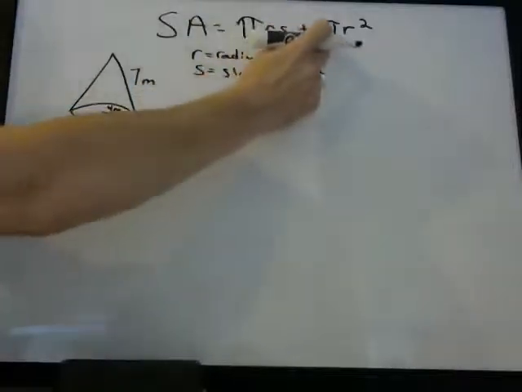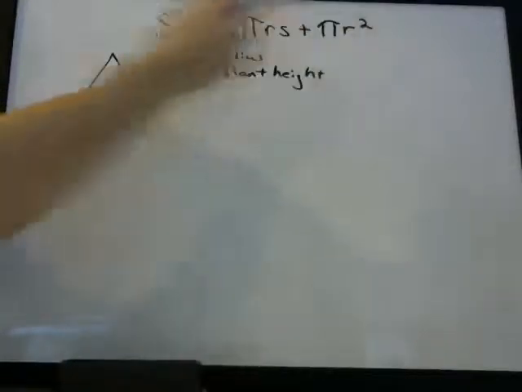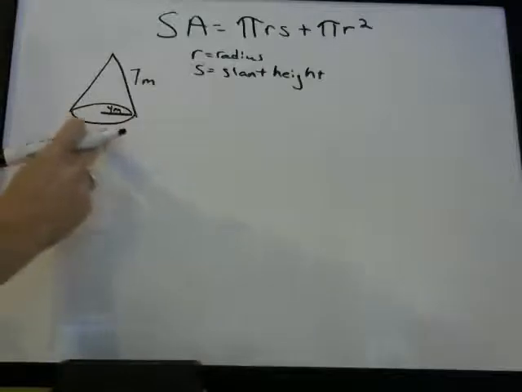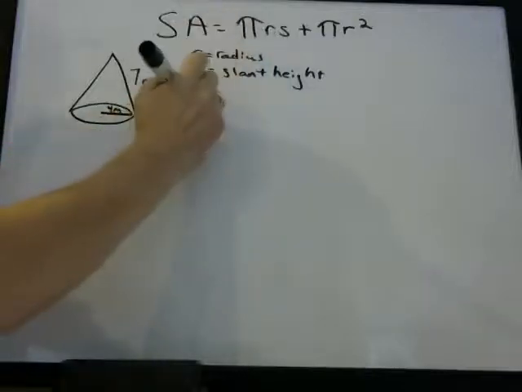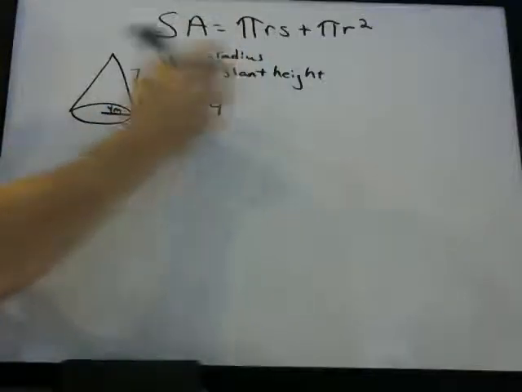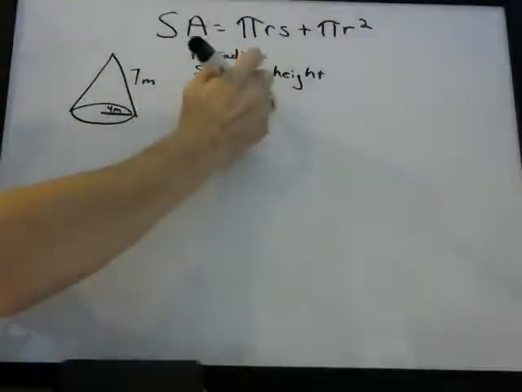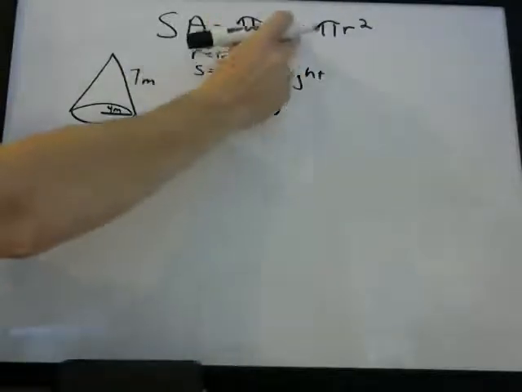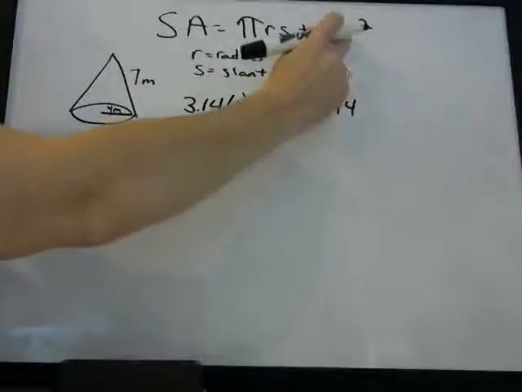And then here we have plus pi r squared. R again is just the radius, so these r's are the same, and we're going to square it. Once we have the radius and the slant height, we just plug the numbers in to find the surface area. For this cone, it's pi. Remember, pi is just a number, 3.14, and that also is on your formula sheet. So it's 3.14 times the radius we were given, 4, times the slant height we were given, 7, plus pi again, 3.14, times the radius squared.